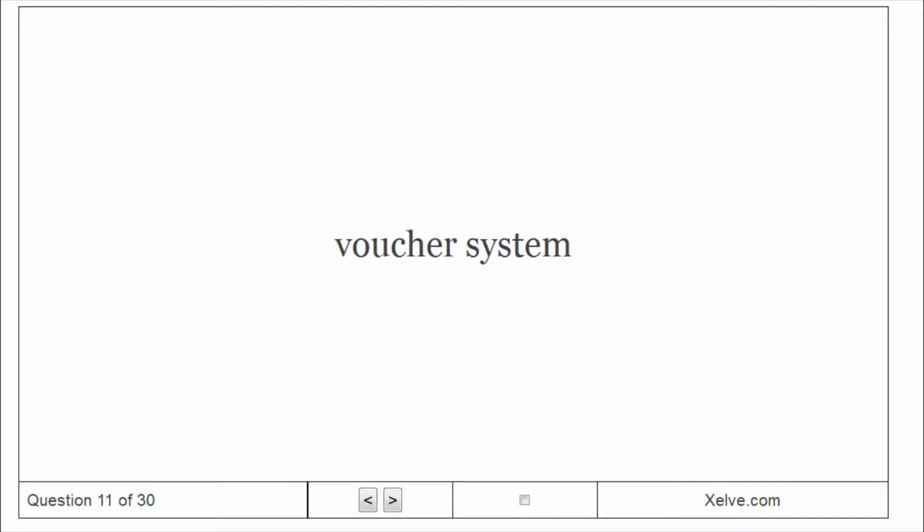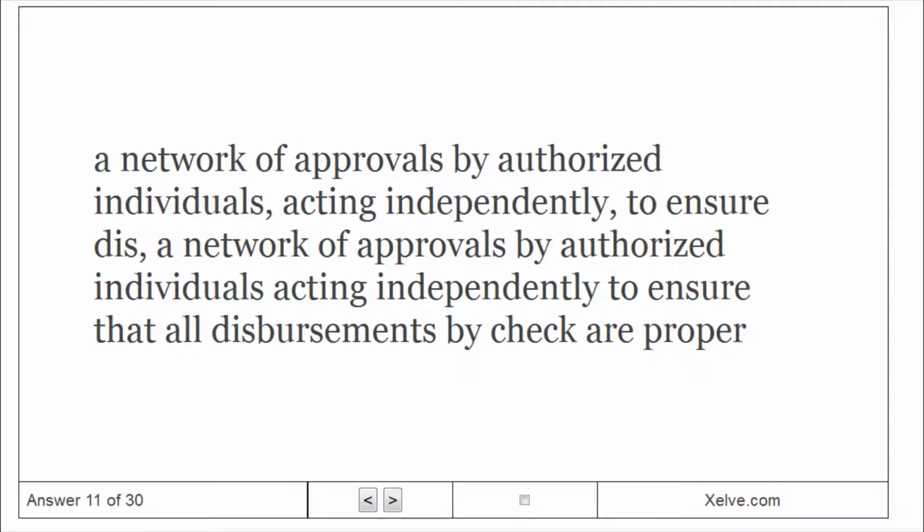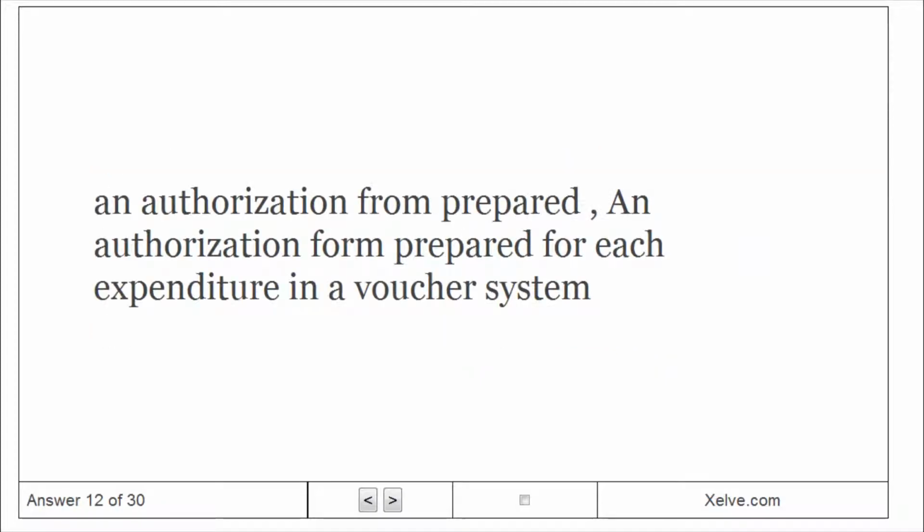Voucher system. A network of approvals by authorized individuals acting independently to ensure that all disbursements by check are proper. Voucher. An authorization form prepared for each expenditure in a voucher system.